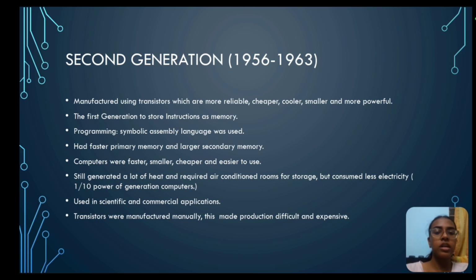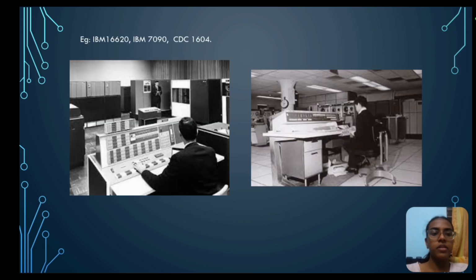However, they still generated a lot of heat and required air conditioned rooms for storage, but it consumed less electricity, about one tenth of the power of first generation computers. Second generation computers were used in scientific and commercial applications. Transistors were manufactured manually, which made the production difficult and expensive. Some examples of second generation computers are IBM 1620, IBM 7090, CDC 1604.